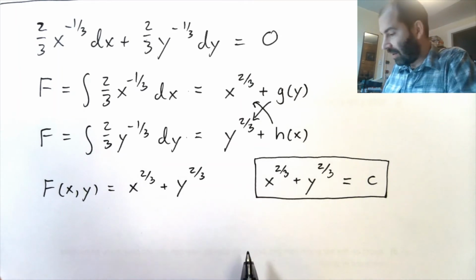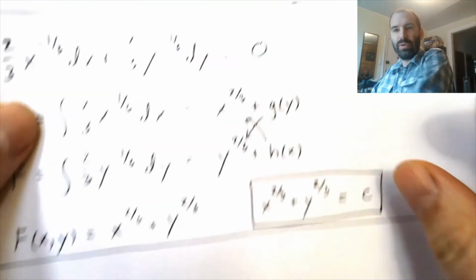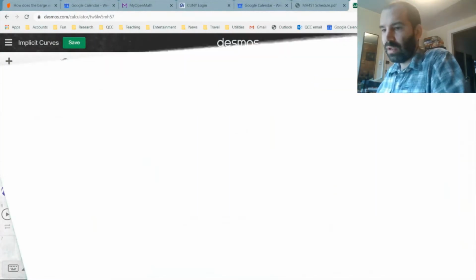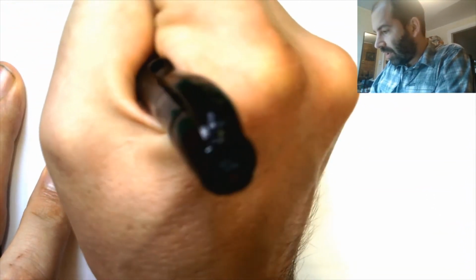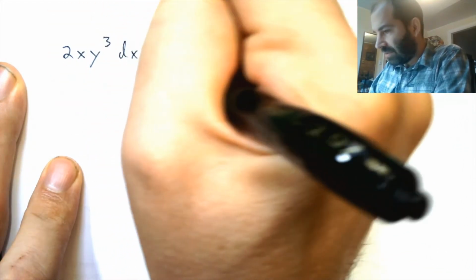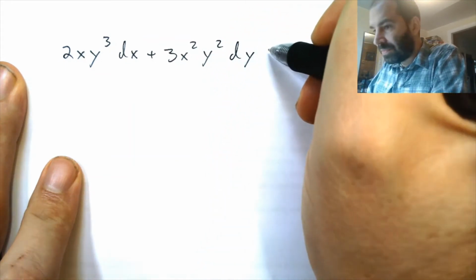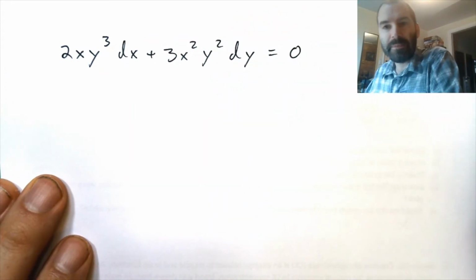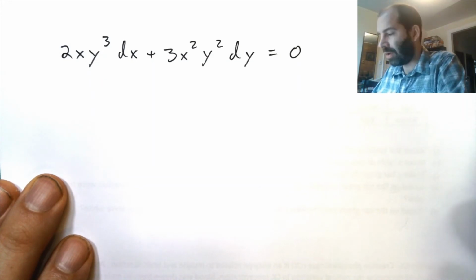Okay? So let's look at another example. Well, we'll go to a new sheet. Okay, so this next one, what we're going to do is start with 2xy cubed dx plus 3x squared y squared dy equals 0. Okay? And we want to go through the same steps. So I'd like you to try doing the same thing. And let's compare our work when we're done. All right? Let's pause the video.